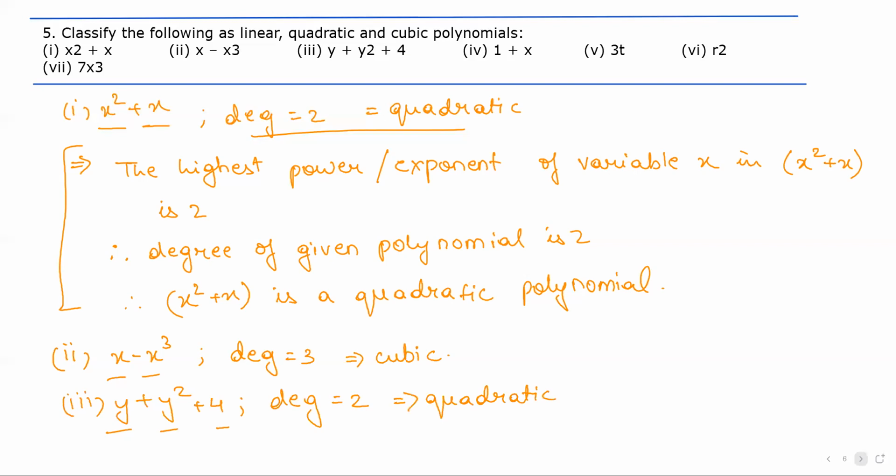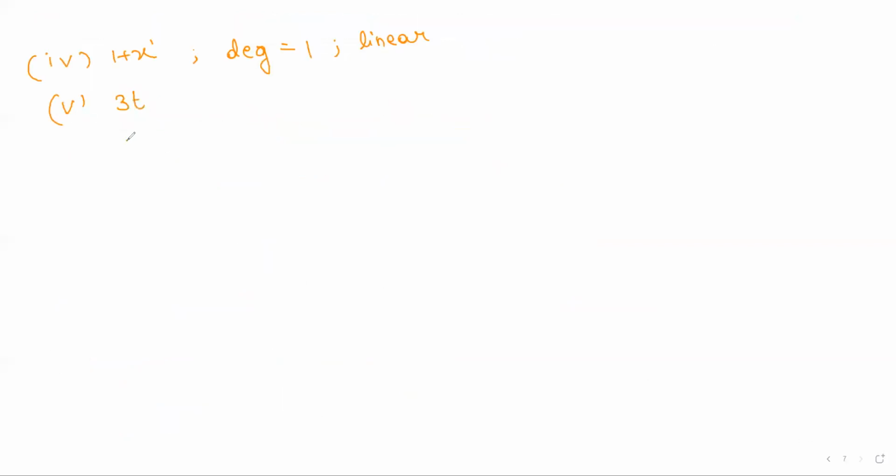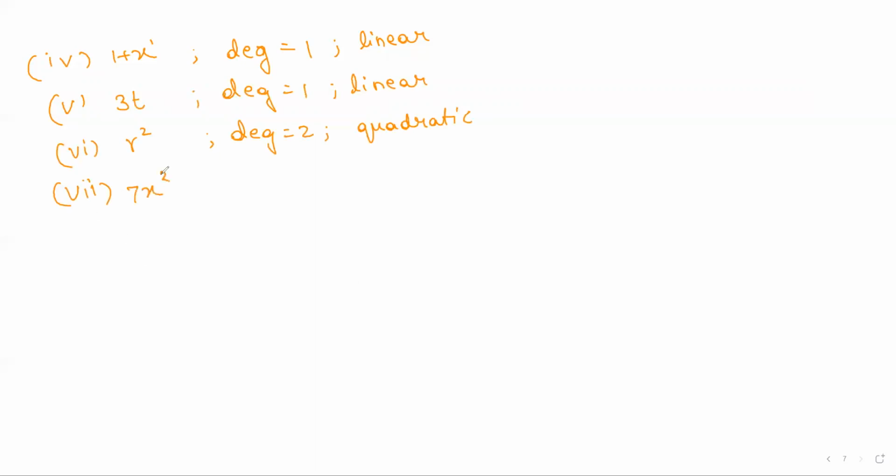Next, 3t and r square. Now this is t to the power 1, which means degree is equal to 1, and that will be a linear polynomial. R square, degree is equal to 2, quadratic. Last, 7x cubed. Power of x is 3. So degree is equal to 3. It's a cubic polynomial.